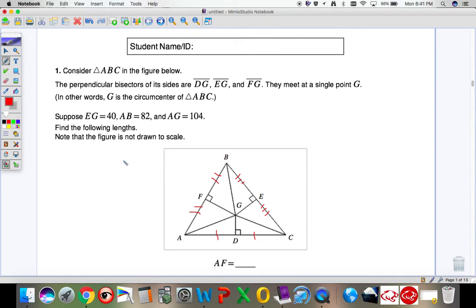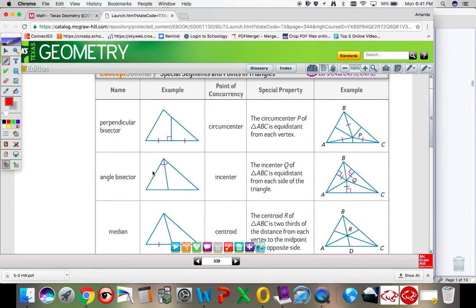And so we also know it says they meet at that single point G. G is the circumcenter of triangle ABC. If you don't know these vocabulary words very well, in your textbook, if you go to page 339, this is really, really good. Here's 6 definitions, and they give you pictures. So here for your circumcenter, it tells you P is that of triangle ABC. It's equidistant from each vertex.